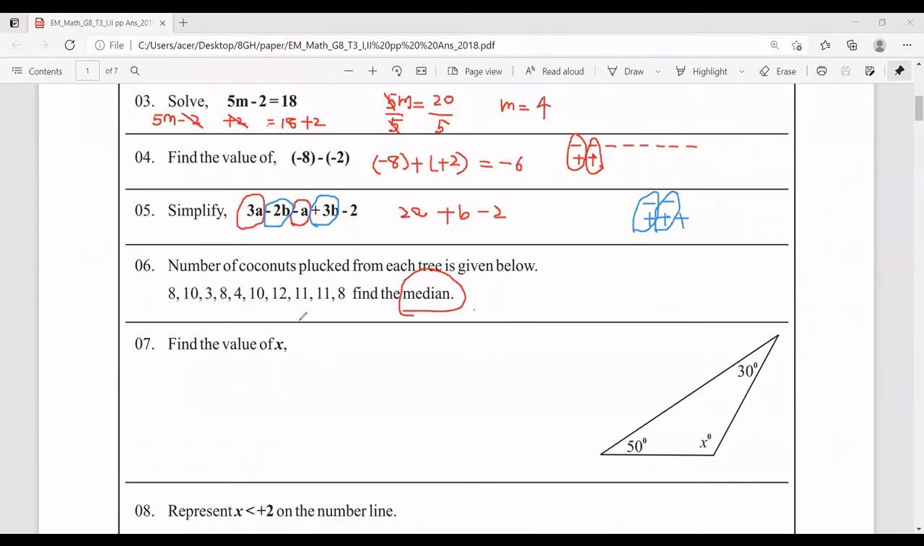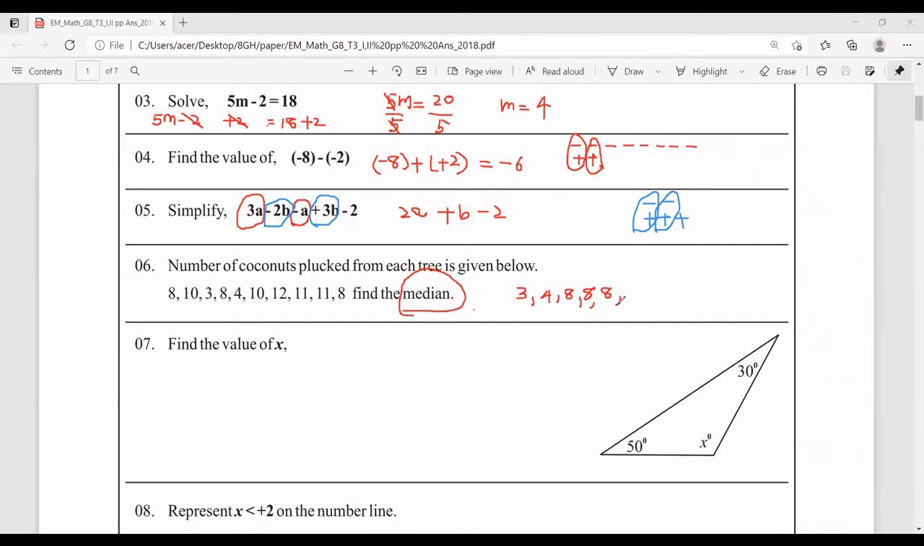Let's write in ascending order. Check the smallest number from these numbers. What is the smallest number? 3 is the smallest number. So let's write 3 first. Now you tell, I will write. The next one? 4. Then? 8. How many 8s? 3 8s. You have to write all the 8s. If there are 3 8s, write all the 3 8s.